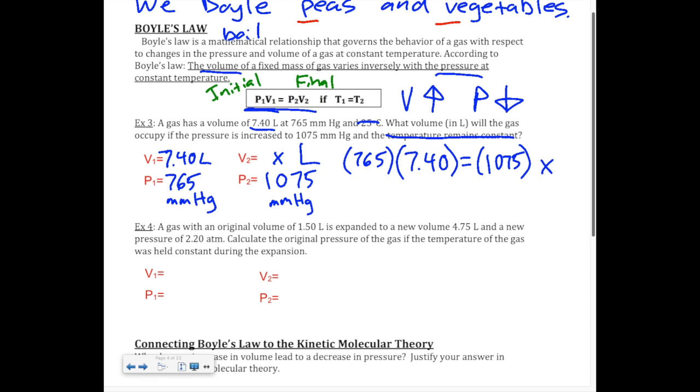What you should do is divide both sides by 1075 so that I can isolate X. By doing this, I cancel out 1075 on the right side. So all you have to do is type in your calculator 765 times 7.4 divided by 1075. And my final answer is going to be 5.27 liters.